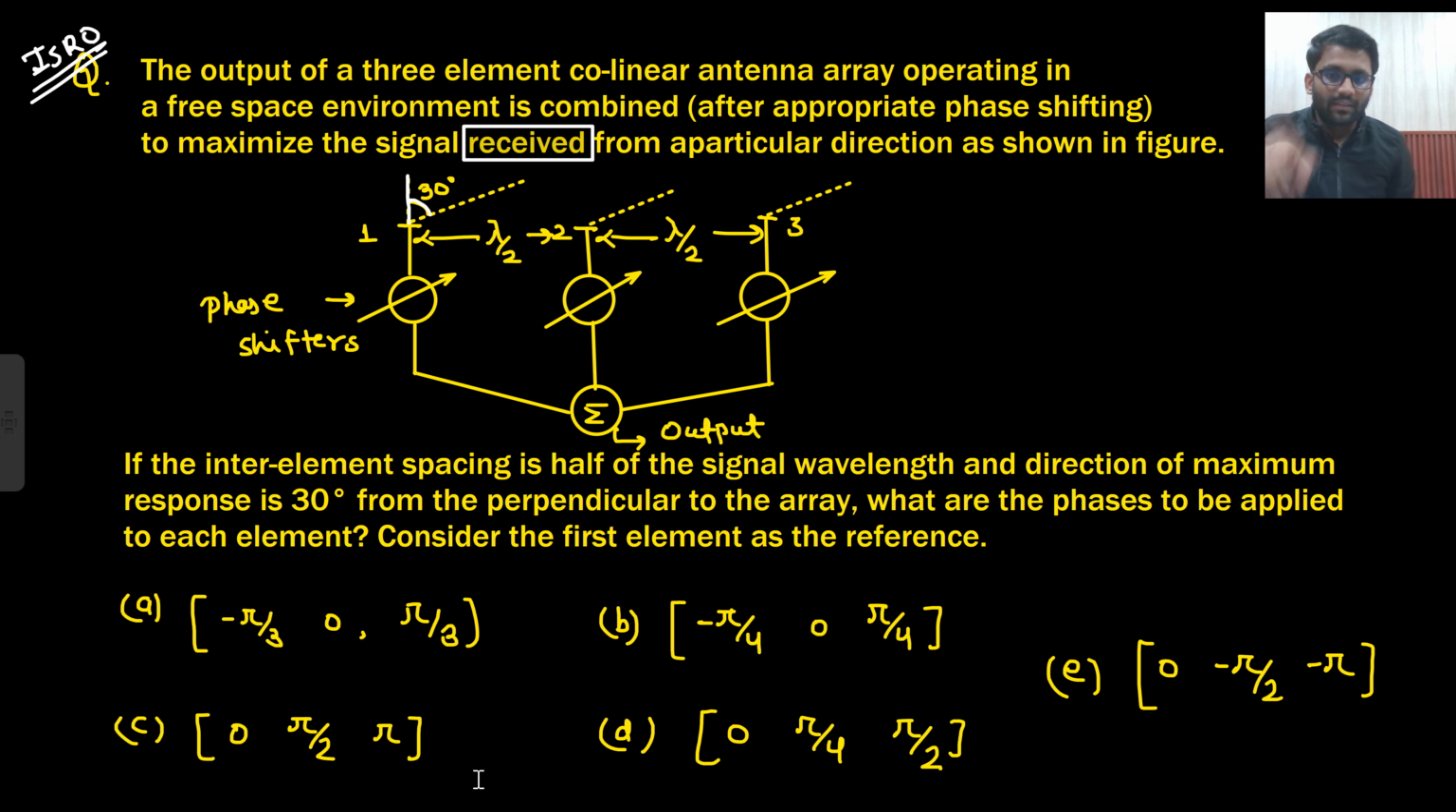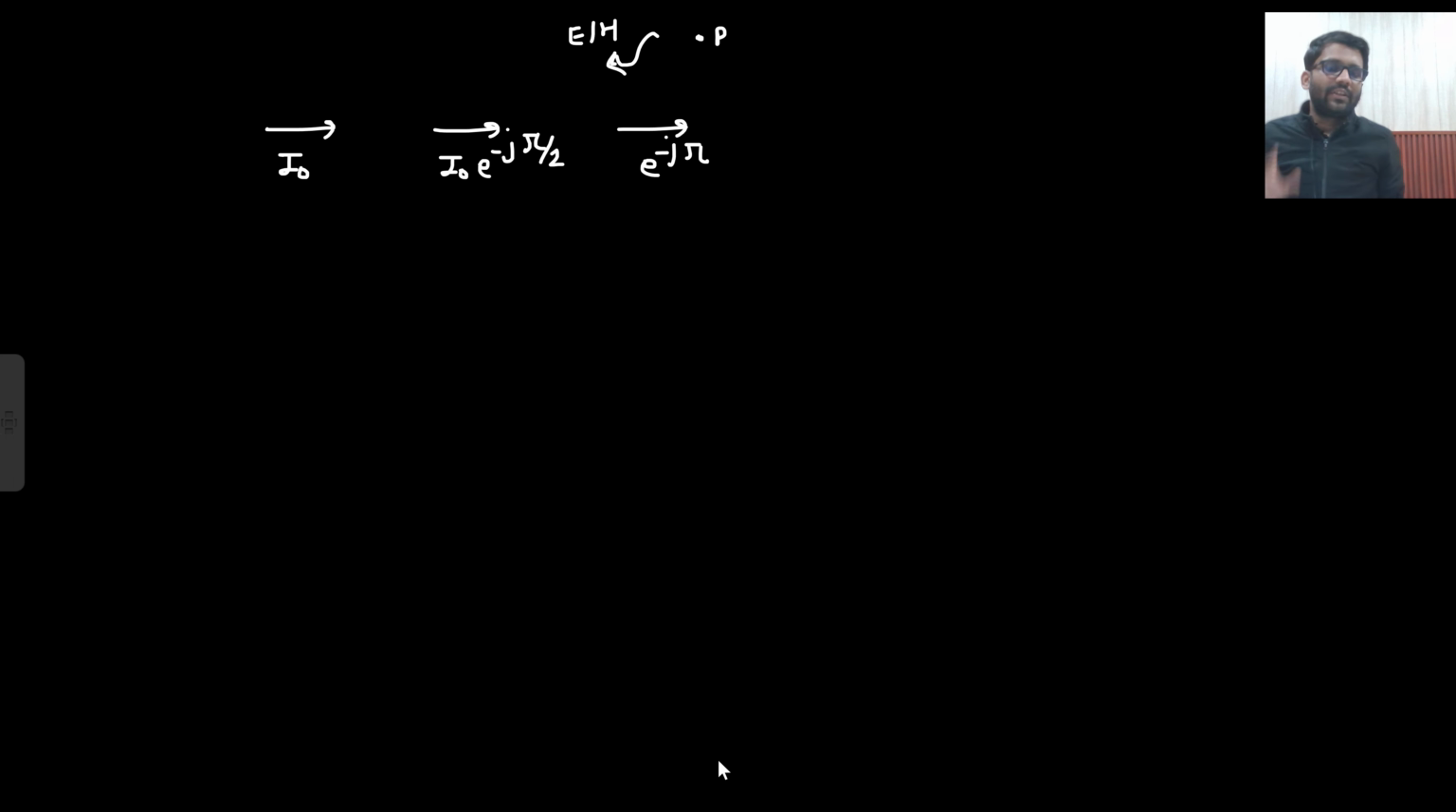But what they are asking, see it very carefully. If the inter-element spacing is half of the wavelength and the direction of maximum is 30 degrees from the perpendicular of the array, then what are the phases to be applied to each element by this phase shifter? What does that mean? Now our setup is such that from that point P, we will receive some current. From that point P, E and H would come. And because of that E and H, here I will have I naught current. Here I will have current I naught with a phase shift of minus pi by 2. And from this I will have I naught current with a phase shift of minus pi.